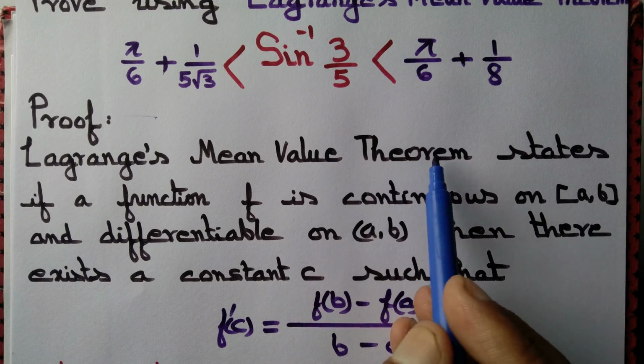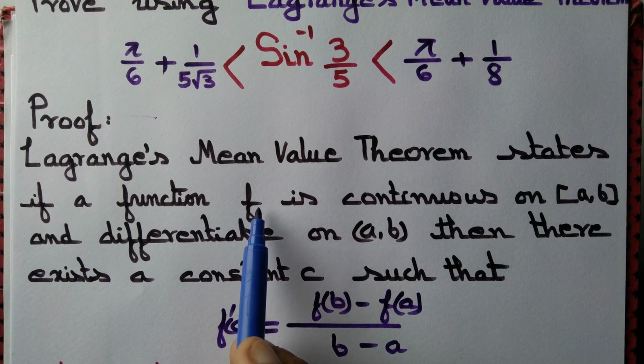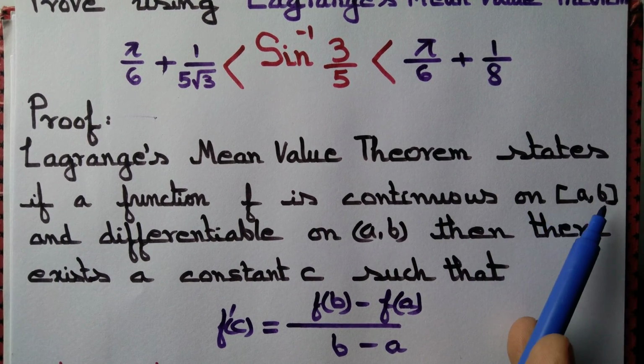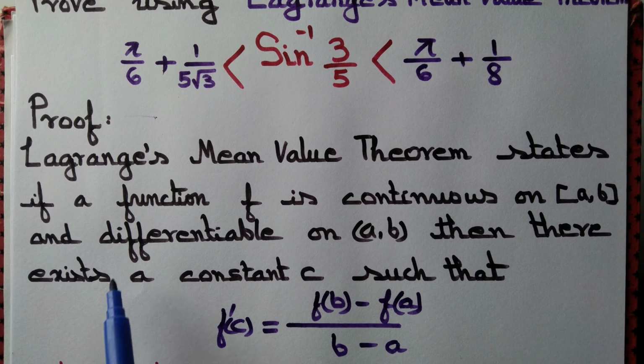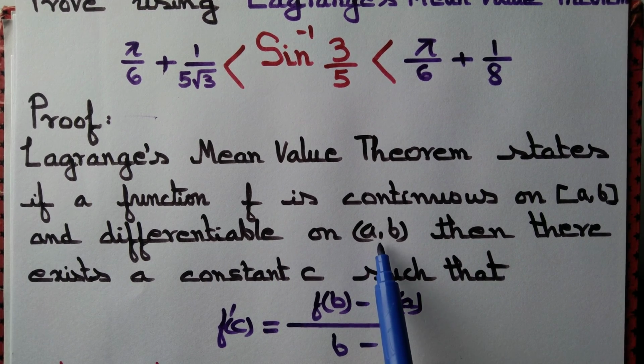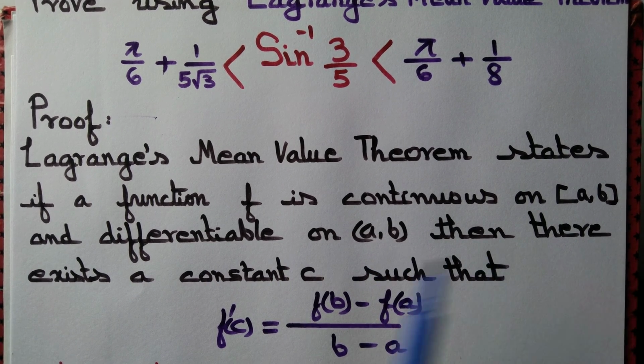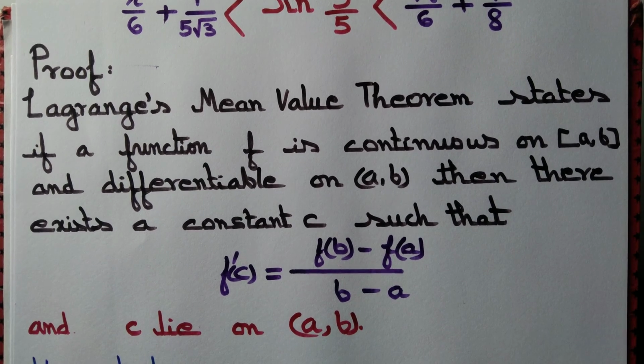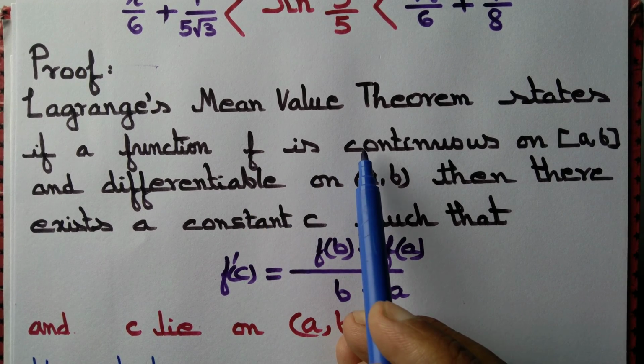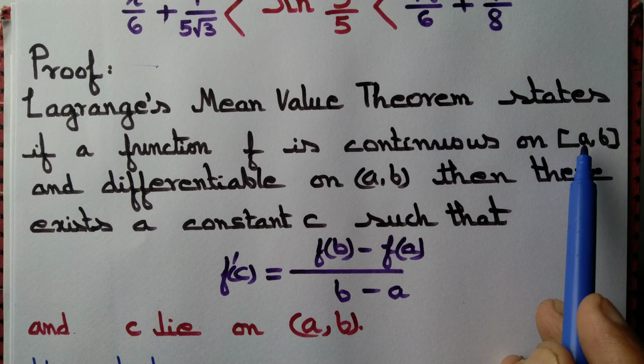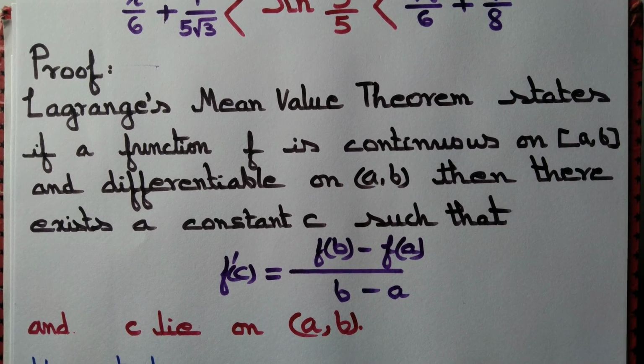Lagrange mean value theorem states that if a function f is continuous on the closed interval a comma b and differentiable on the open interval a comma b, then there exists a constant c such that f dash c equals f b minus f a divided by b minus a, and that constant lies between a and b. So we want a function f, and then we want an interval on which that function is defined.